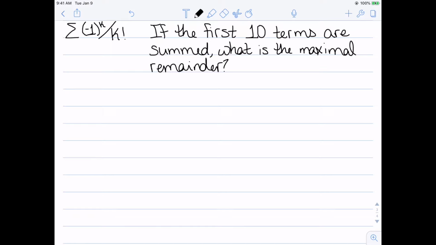The next one I'm going to do, I'm going to look at the series that's the sum of (-1)^k over k factorial. And I want to know if I sum the first 10 terms, what is the maximum remainder that we could get?